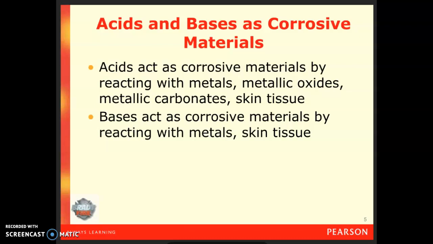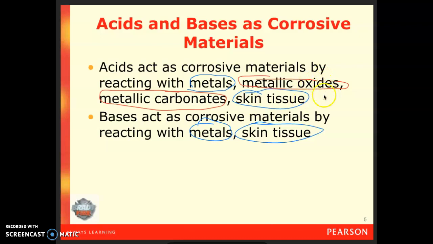Now, how do these acids and bases act as corrosive materials? Well, it's relatively simple. Acids and bases have a couple of things in common. We can see that acids and bases will both react with metals, and they'll both react with skin. But what makes acids different and unique is that in addition to reacting with metals and skin, they will also react with base-like solids. And so metallic oxides, these are solids with basic properties. Metallic carbonates are also that way.